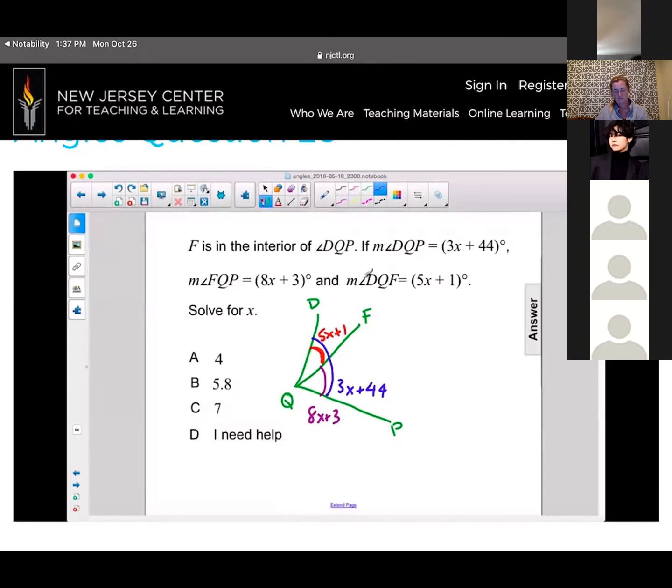All right, so we have the large angle is 3x plus 44 degrees equals 5x plus 1 plus 8x plus 3. All right, so we have 3x plus 44 equals 13x plus 4. So that would be 10x over here and 40 over there. So x equals 4. The answer is A.